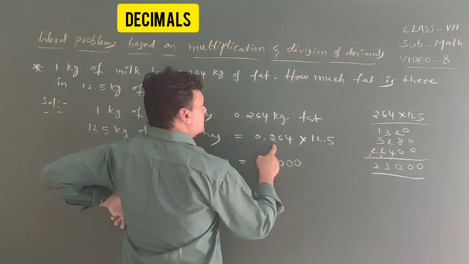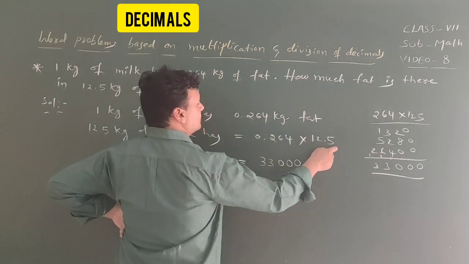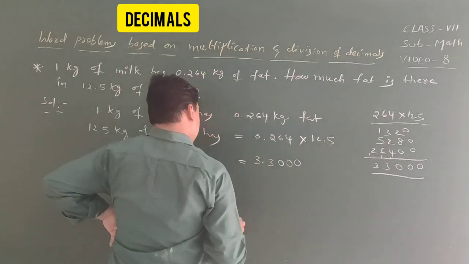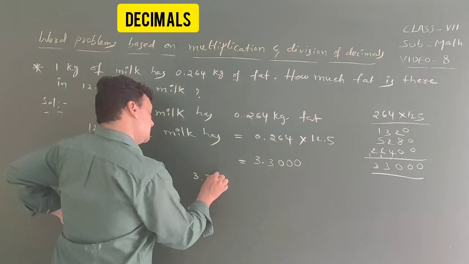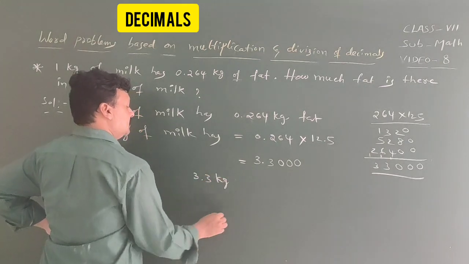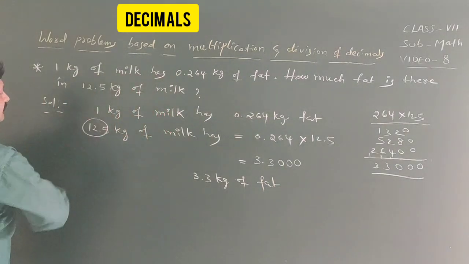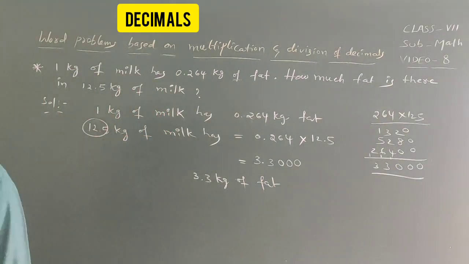Here 1, 2, 3, 4 decimal places. That's why it has 3.3 kg of fat for 12.5 kg of milk. For 12.5 kg of milk, it has 3.3 kg of fat. 3.3 kg of fat it has.